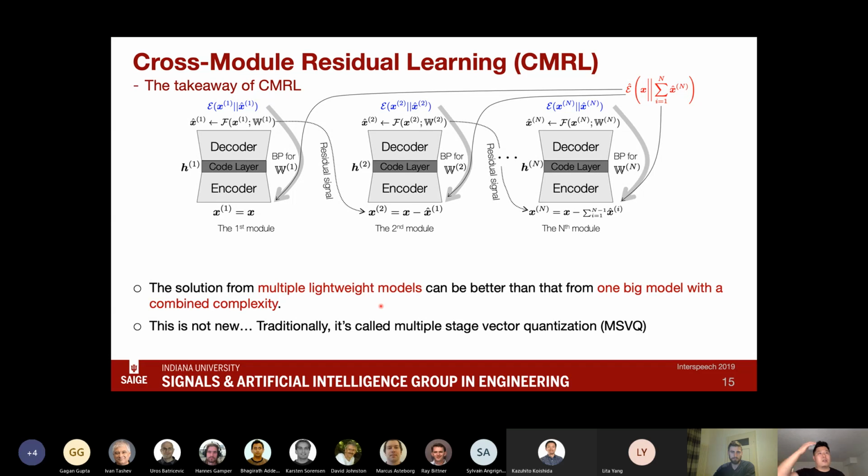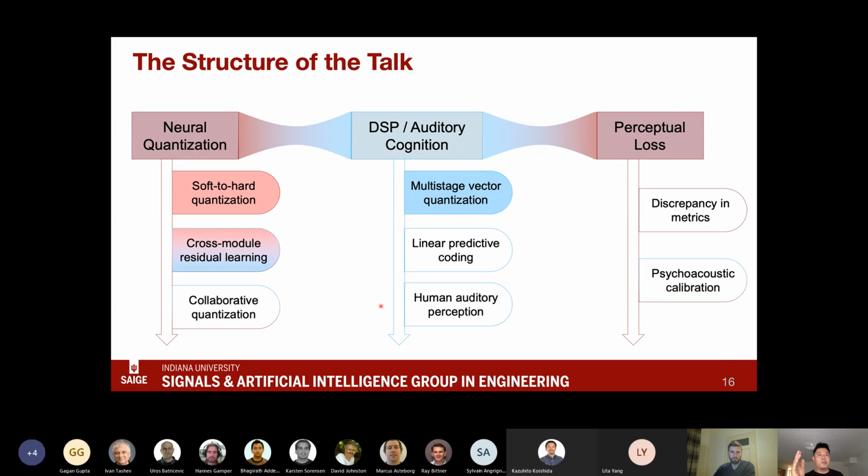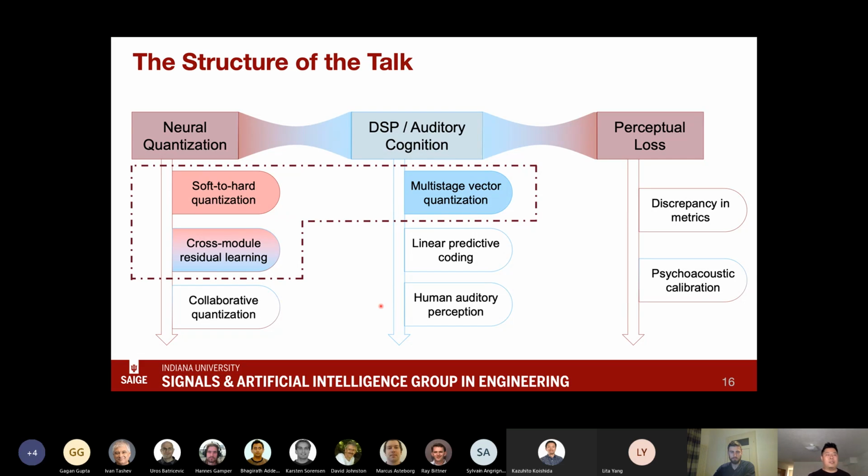For instance, if your hardware cannot handle a gigantic neural network, if we could decompose a big one into several smaller ones with CMRL, maybe we don't even need that amount of parameters to achieve even better performance. That is the first part of the talk. I combined the soft-to-hard quantization with this conventional concept, multistage vector quantization, into this CMRL concept.